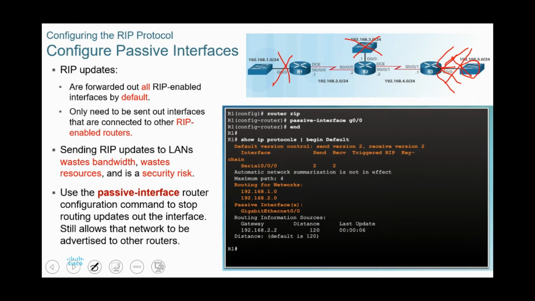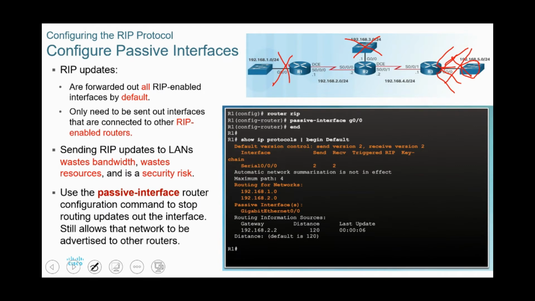So that's why it is encouraged for you to use a passive interface router configuration command to stop the routing updates out of the interface. Of course, you still allow those networks to be advertised to other networks. So passive interface is required, especially for router 1, G0/0.